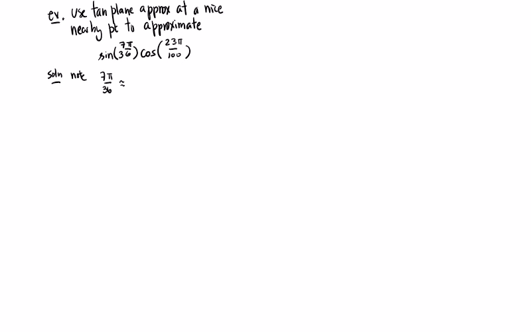This is approximately 6 pi over 36, which is pi over 6. And that's nice. That's one we know. And 23 pi over 100 is approximately 25 pi over 100, which is pi over 4, which is nice.